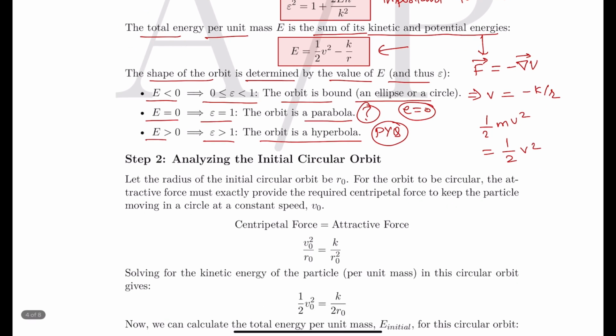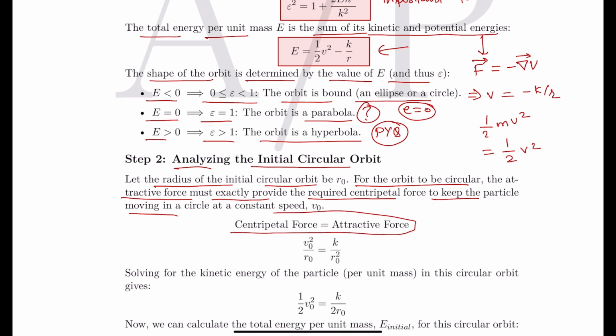Okay. So step 2, we are analyzing the initial circular orbit. Let the radius of the initial circular orbit be r0, and for the orbit to be circular, the attractive force must exactly provide the required centripetal force to keep the particle moving in a circle. In that case, we can write that centripetal force is going to be equal to attractive force.